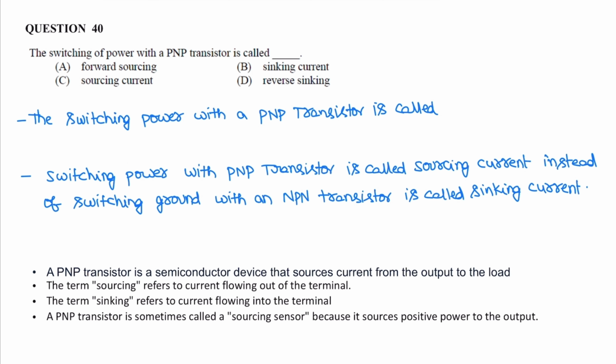The switching power of a PNP transistor is called what? The switching power in a PNP transistor is called source current switching. The switching power with a PNP transistor is called source current switching, and this type of switching is used in negative grounded configurations.